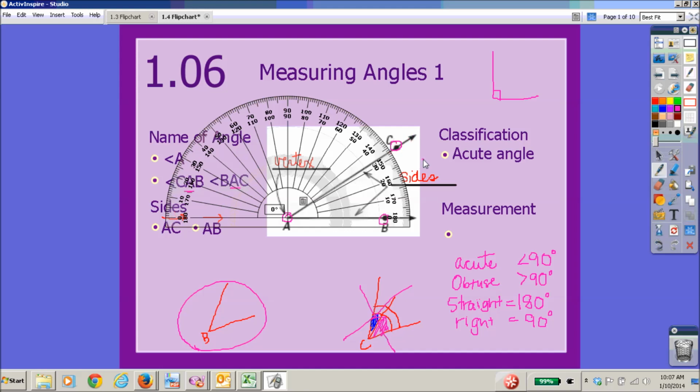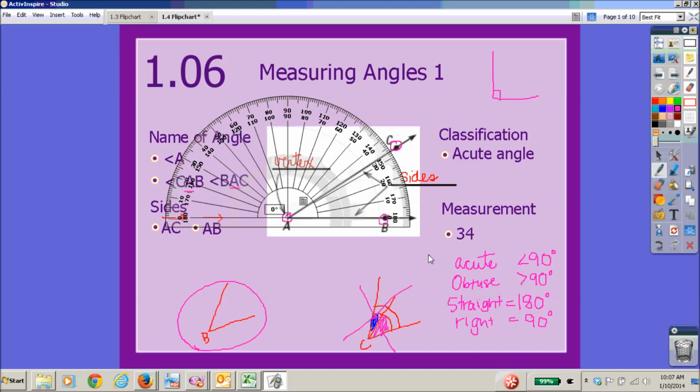Now, a lot of kids don't know which number to use. Should I use 33, or should I use 147? Well, think about it. We said that that angle is acute, so it has to measure less than 90. It's a small angle. So should I be using 33 or 147? The correct answer is 33.